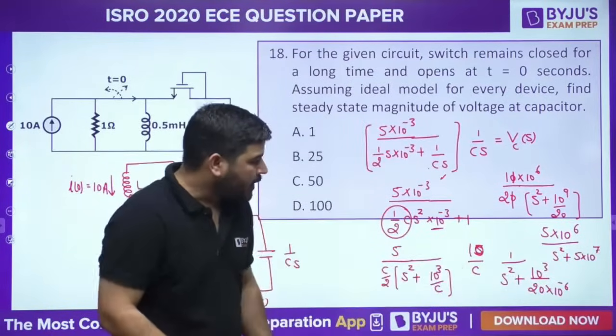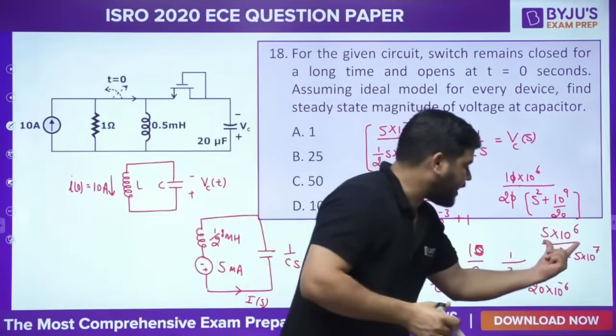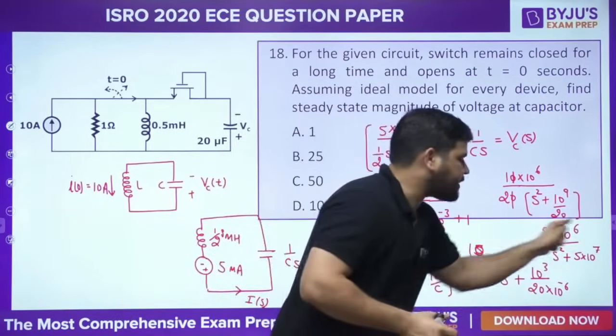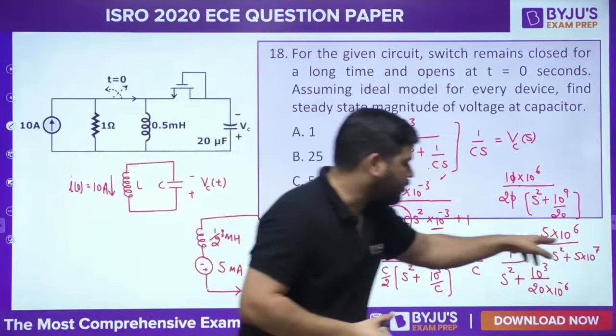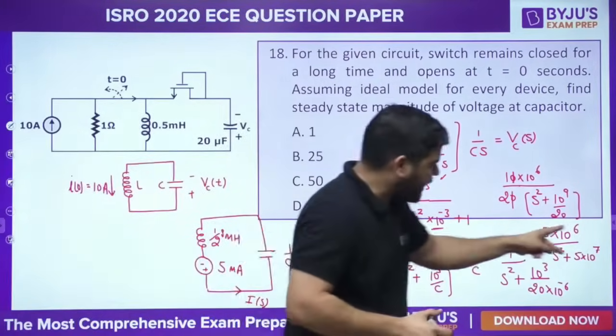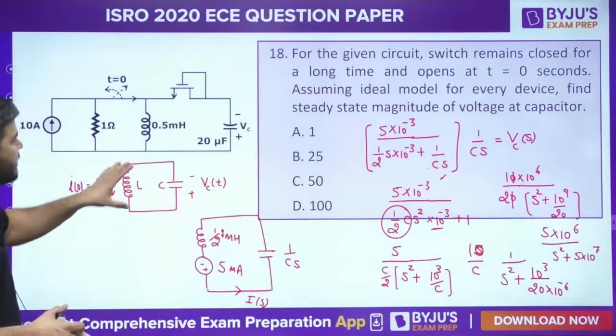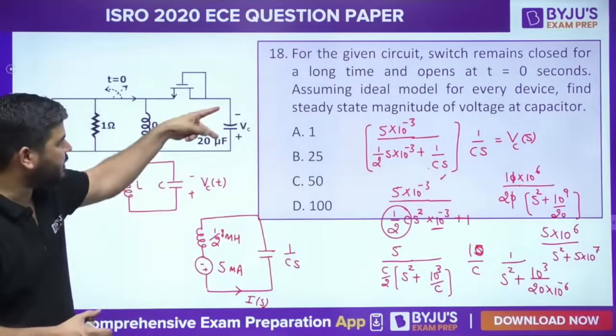Now what you can do is take the Laplace inverse of this function and check what is the amplitude of the sine wave. What is the amplitude of the sine wave? This is the way. The only thing is you need to check my calculation. And this way you can get the capacitor voltage easily.